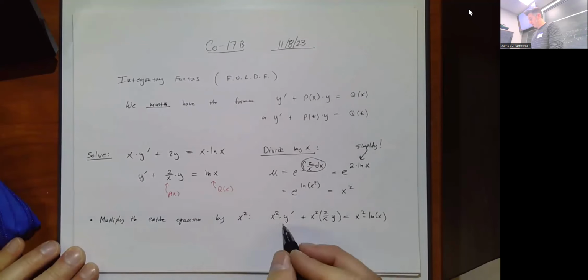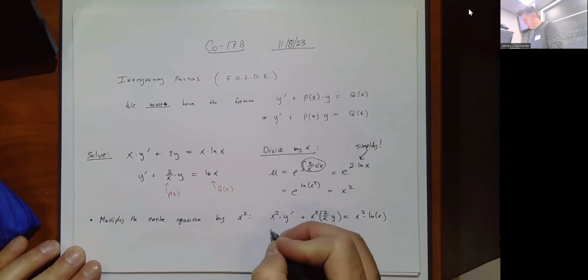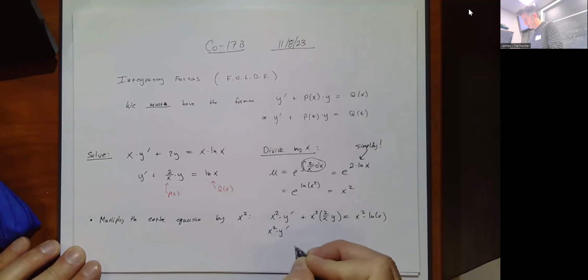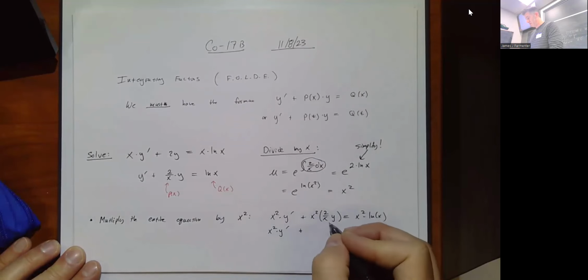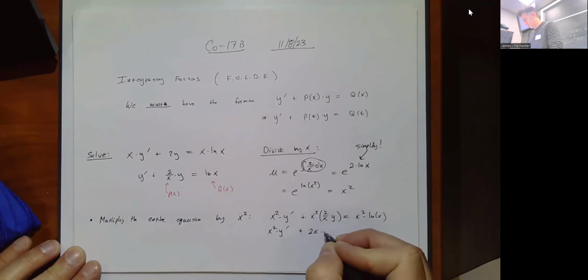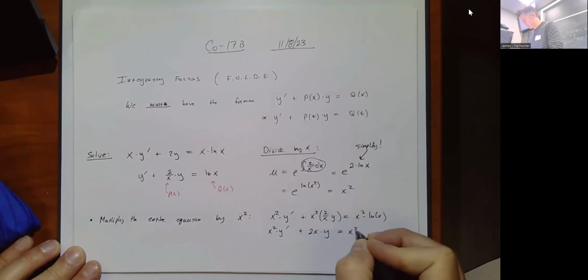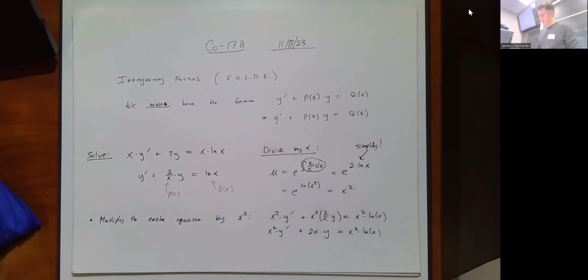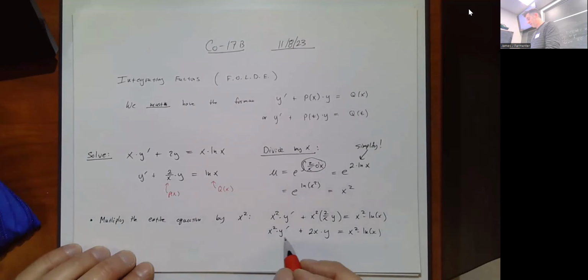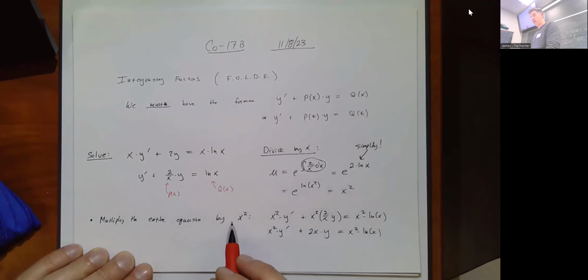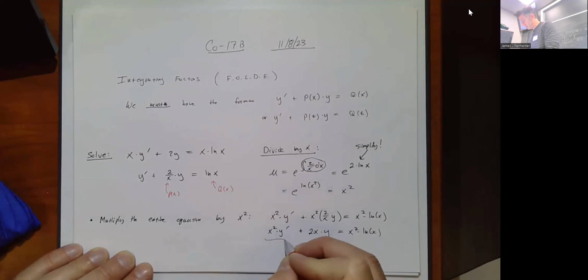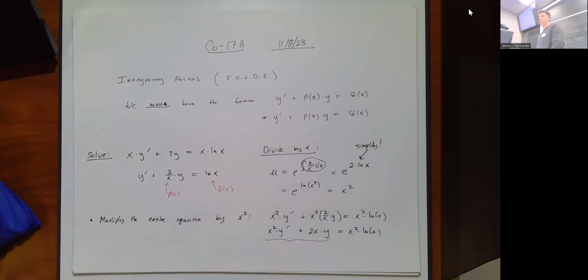So after we do that, we're going to simplify a little bit. I've got x squared times y prime plus x squared times 2 over x, which is just 2x, times y equal to x squared times natural log of x. And the key thing to see here is that after you've multiplied the left-hand side by the integrating factor, the left-hand side is always just the derivative of a product.